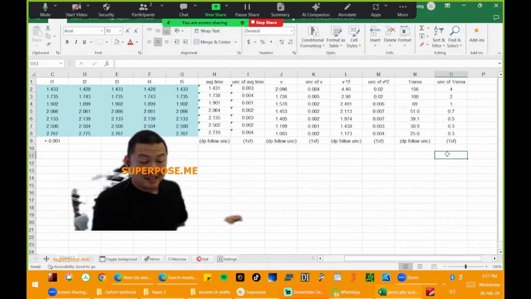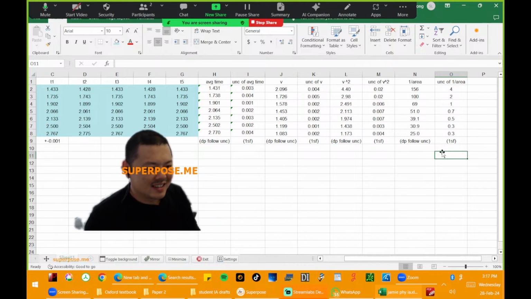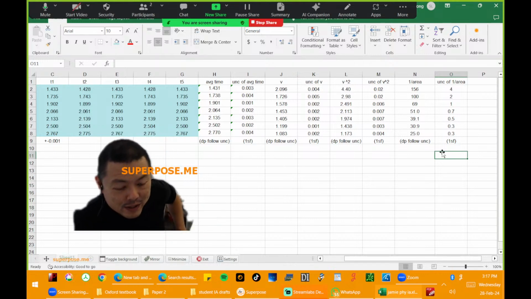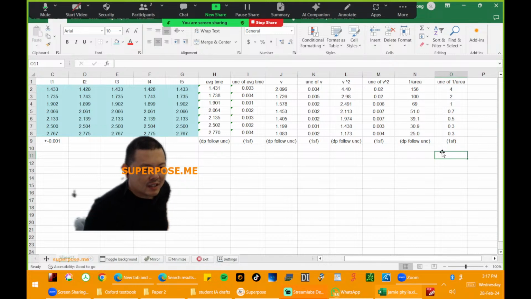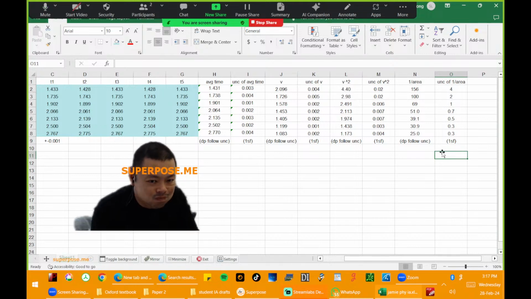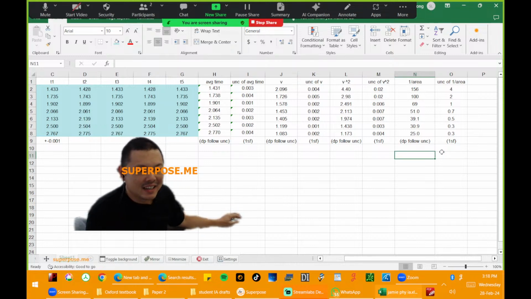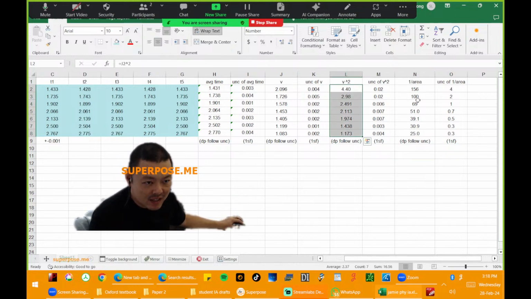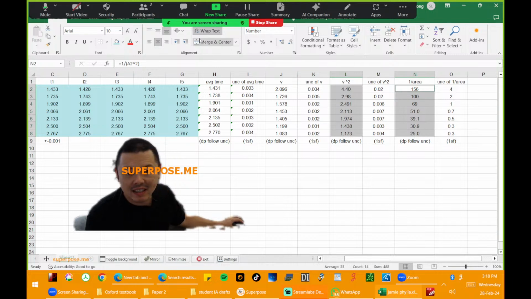Or you can just ask your teacher to check. You just say, oh, I was doing this. You always approach your teacher by saying, oh, remember when you were teaching me uncertainties? I was just wondering if this is correct. Okay. We are trying to prove whether v squared is directly proportional to 1 over a. Is that right?